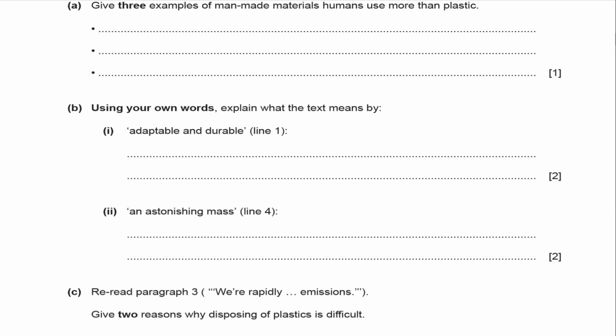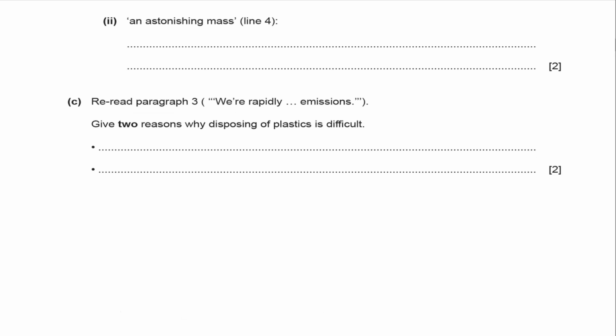Astonishing mass. Now this is about plastic, so you need to make sure that what you are explaining is relevant to whatever context you have been given. So with astonishing mass: astonishing, significant; mass, a large amount of plastic. 1C, again, shouldn't be too difficult. Read where you are supposed to read from and give 2 reasons why disposing of plastics is difficult.